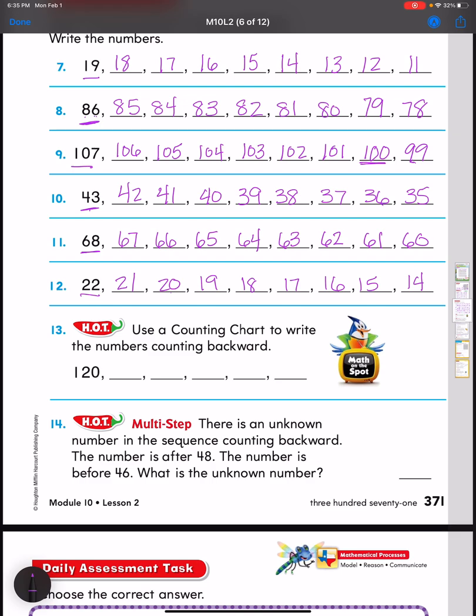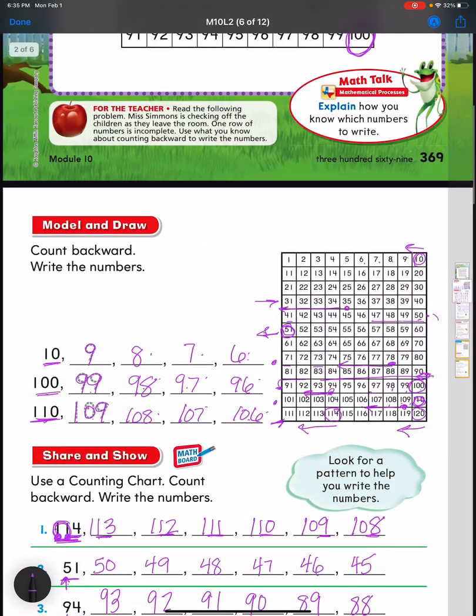So 13 says, use a counting chart to write the numbers counting backwards. So I would count backwards from 120, and I could use this chart right here.